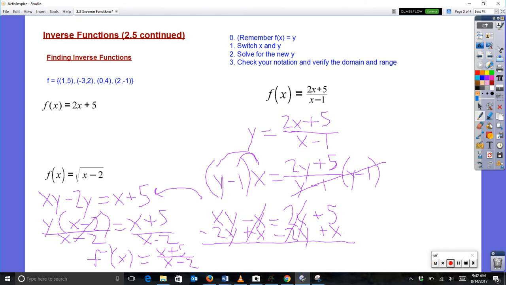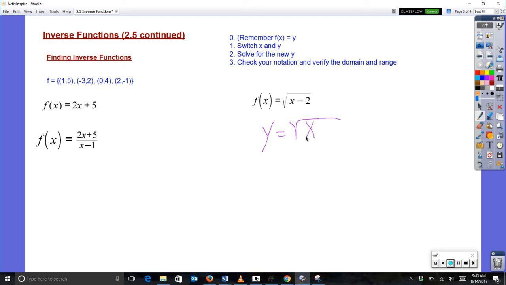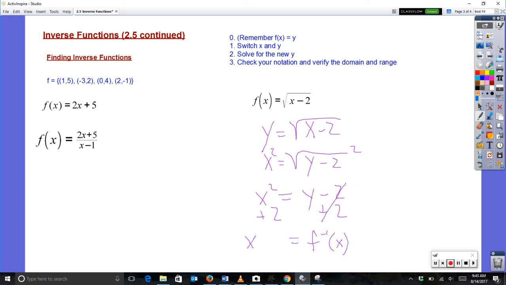So, last one is a square root one, and we talked a little about squares and square roots. So this is a quick one to run through the algebra. We got y equals square root of x minus 2. Switch them. x equals square root of y minus 2. Get the y by itself, so let's square both sides. So we have x squared equals y minus 2, because the square cancels the square root. And add 2, and boom, we've got our inverse function is equal to x squared plus 2.